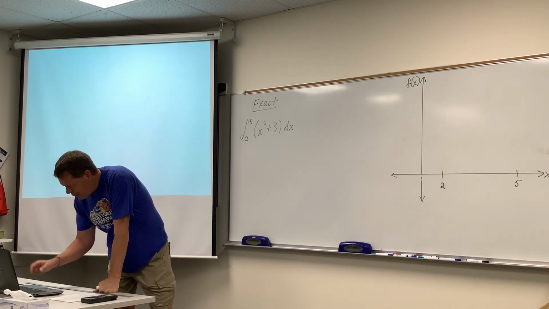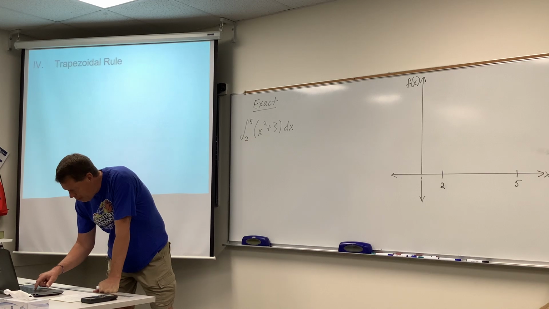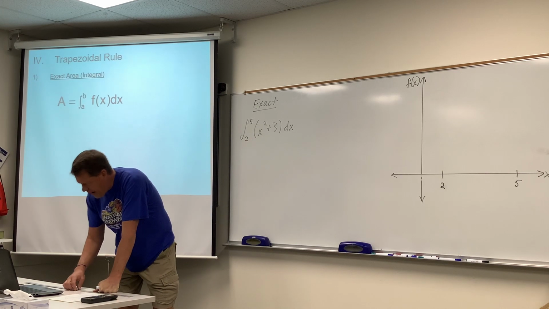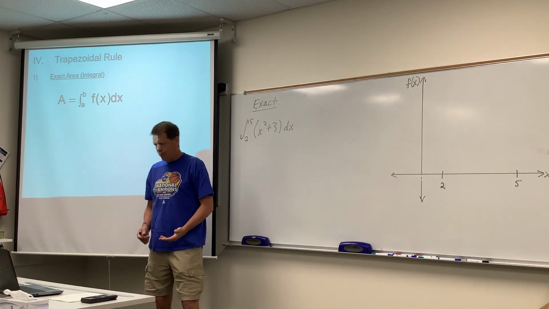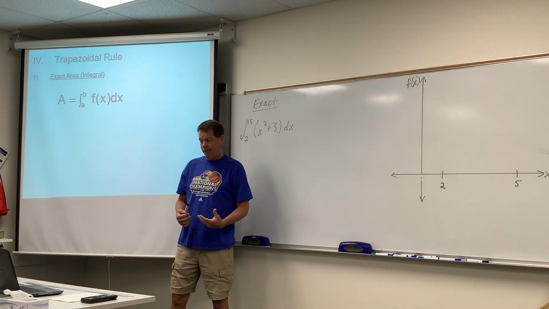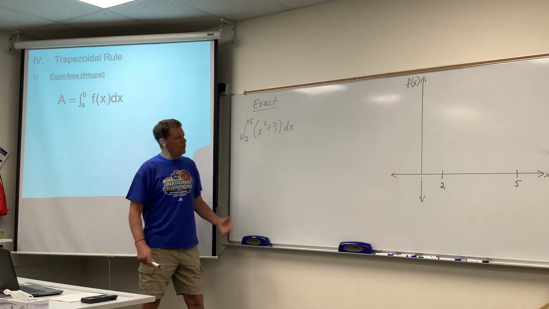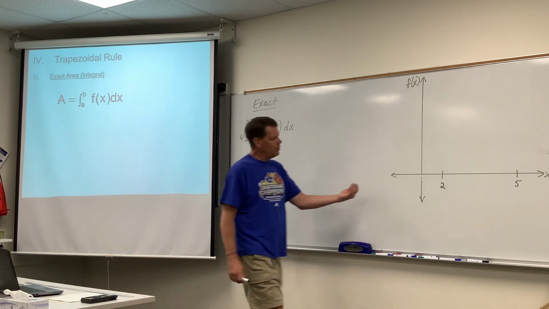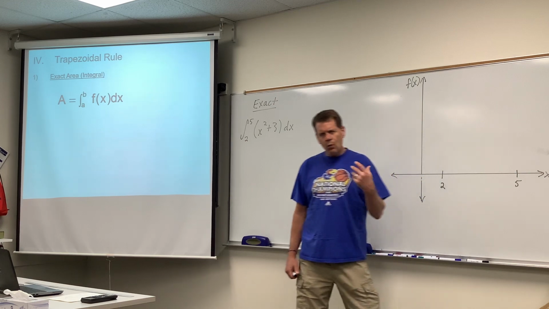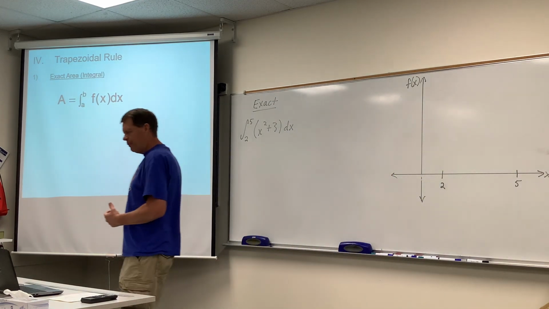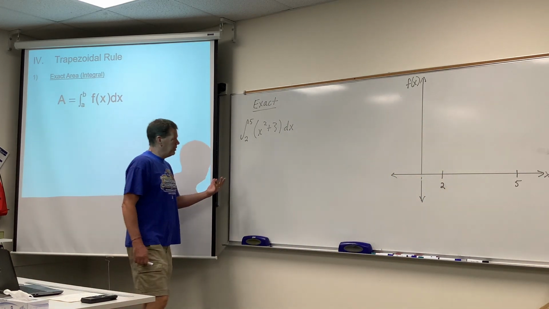I know this is going to seem a little backwards, but if you go to Roman numeral number 4, trapezoidal rule, let's start out talking about the fact that the exact area under a curve would be to integrate that function over that interval. So if we integrate this function between 2 and 5, we'll get the exact area under that curve. Let's go ahead and take care of that first.